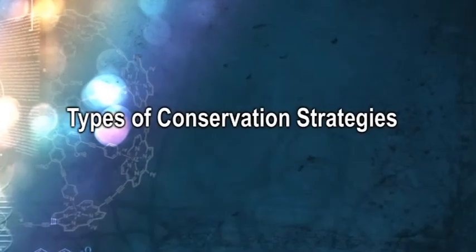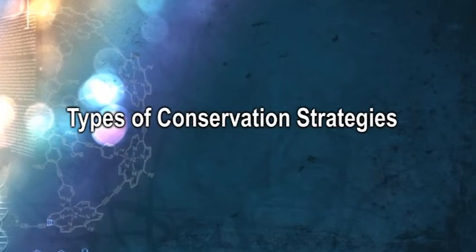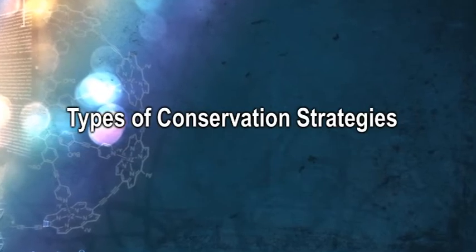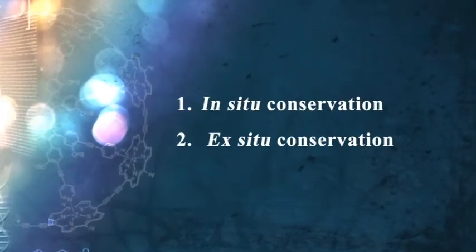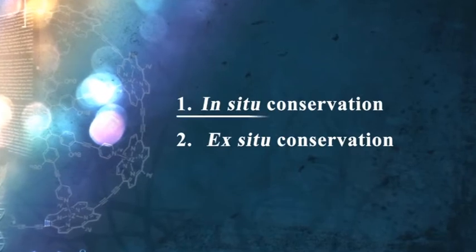Next, let us take up the types of conservation strategies. Conservation strategies are broadly categorized into two types: in situ conservation and ex situ conservation. First, let us see in situ conservation.